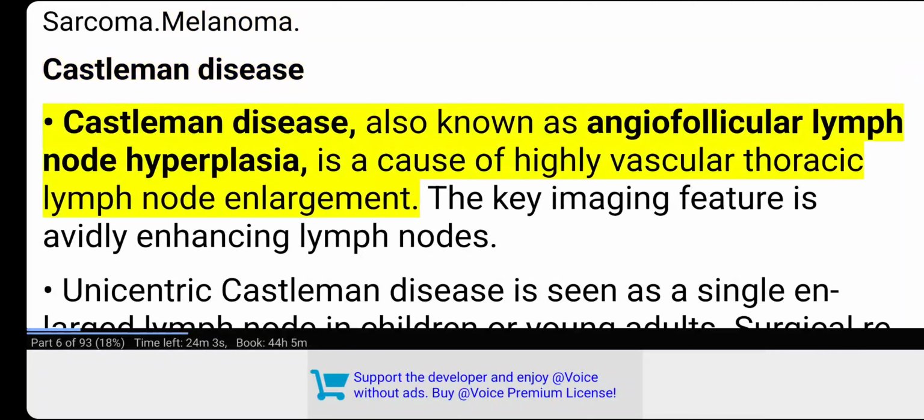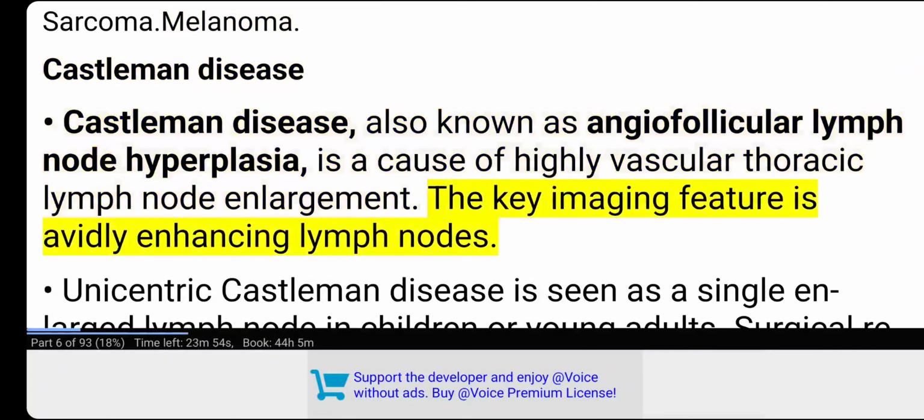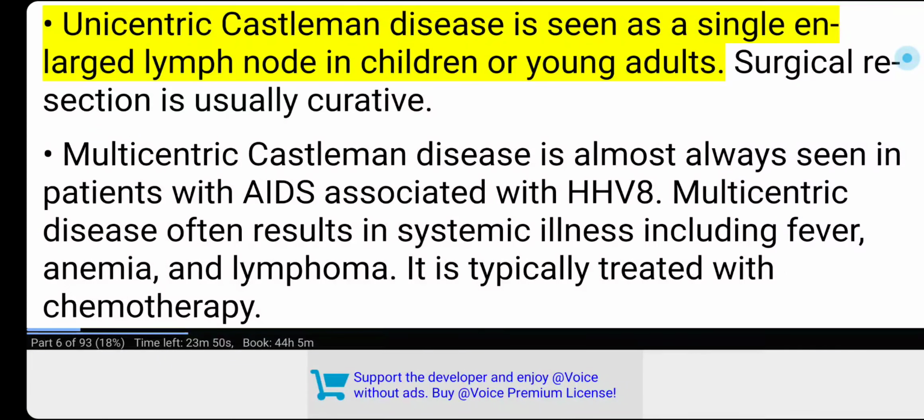Castleman disease. Castleman disease, also known as angiofollicular lymph node hyperplasia, is a cause of highly vascular thoracic lymph node enlargement. The key imaging feature is avidly enhancing lymph nodes. Unicentric Castleman disease is seen as a single enlarged lymph node in children or young adults. Surgical resection is usually curative.